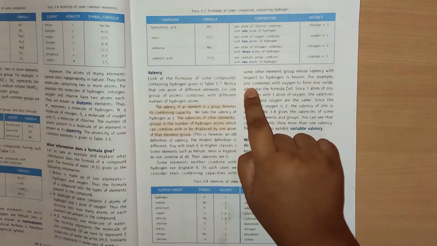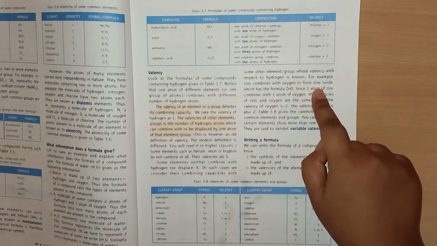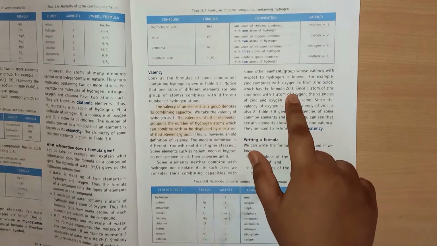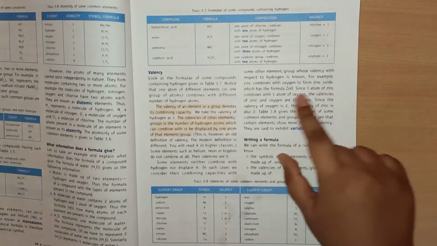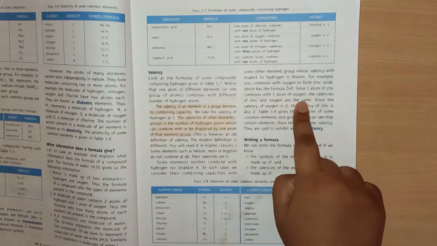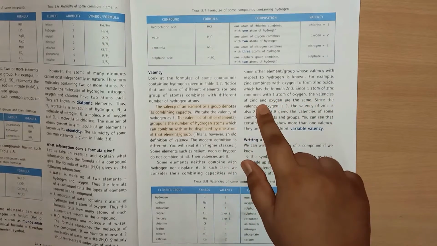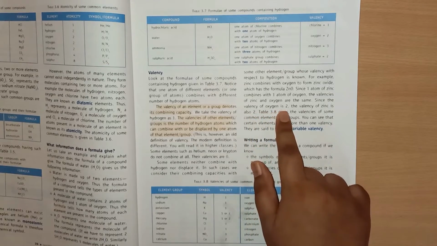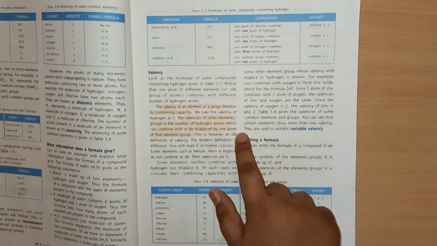For example, zinc combines with oxygen to form zinc oxide, whose formula is ZnO. Since one atom of zinc combines with one atom of oxygen, the valencies of zinc and oxygen are the same. Since the valency of oxygen is 2, the valency of zinc is also 2.